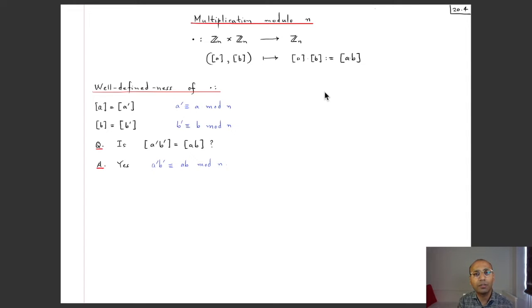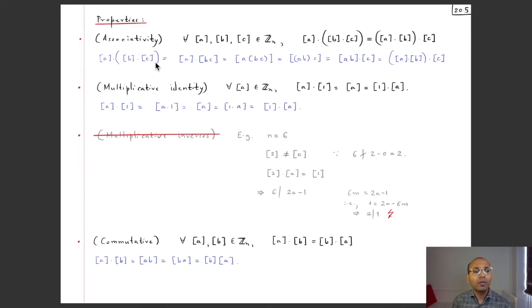Now let us see the properties of multiplication modulo n. So akin to the properties of usual integer multiplication, we have the following properties for multiplication in Zn. So, properties of multiplication modulo n: it is associative, there exists a multiplicative identity, and multiplication is commutative. But multiplicative inverses are not guaranteed to exist for every non-zero element. Okay, so let's look at these properties, and just like with the properties of addition modulo n, we will prove these properties for multiplication modulo n using the corresponding properties for integer multiplication.